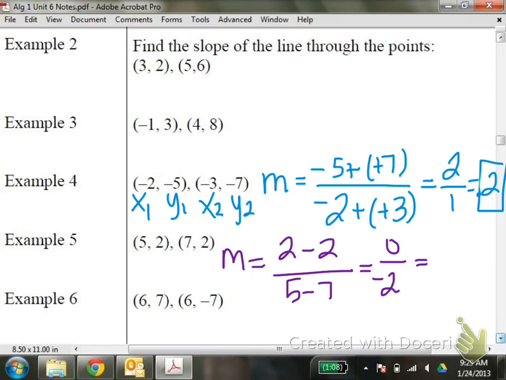So what's my slope here? Undefined? Or, well, 0 divided by anything is... Are we allowed to have 0 in the top? Yes. Think about it. Negative 2 times what gives me 0? 0. So your slope is going to be 0.